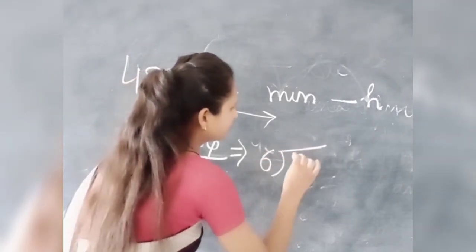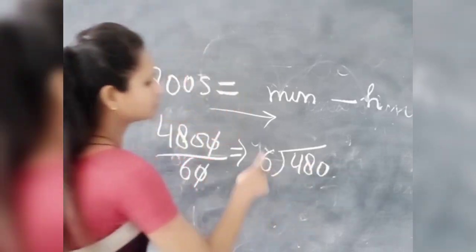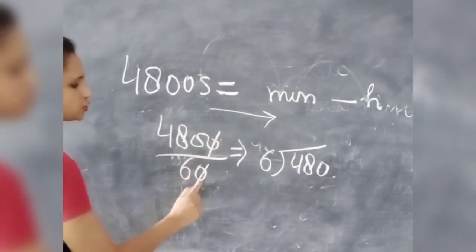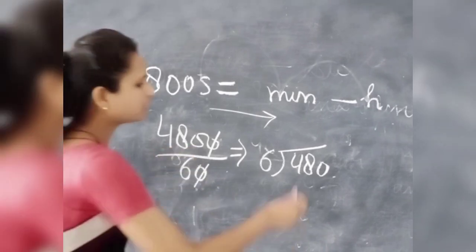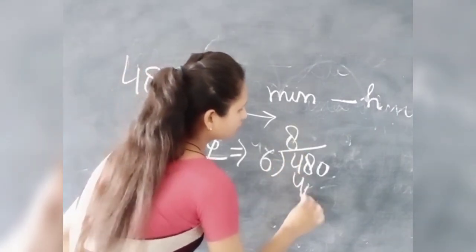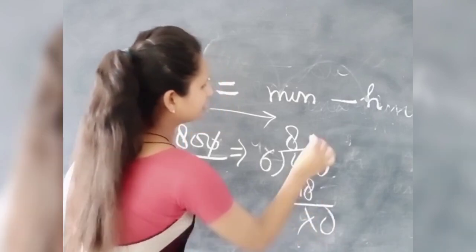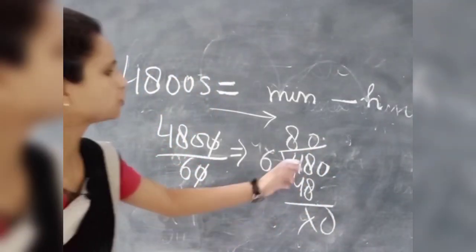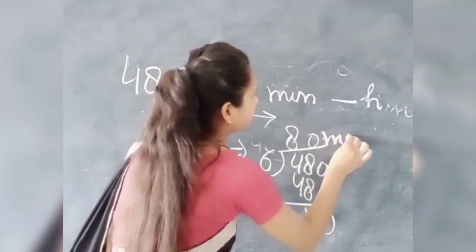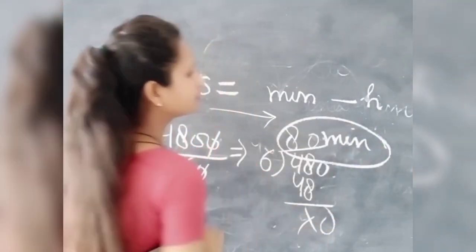Now you can easily divide 480 by 6. When these two zeros are cut, you can easily divide 480 by 6. 6 times 8 is 48 and 0 is left. That 0 will come as quotient. So 80. Now we have our answer, 80 minutes.